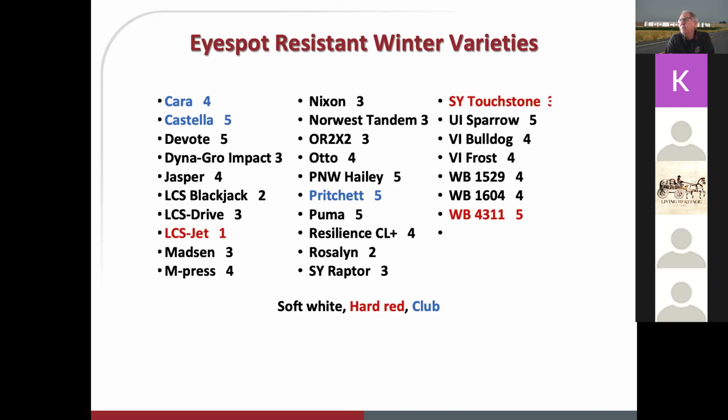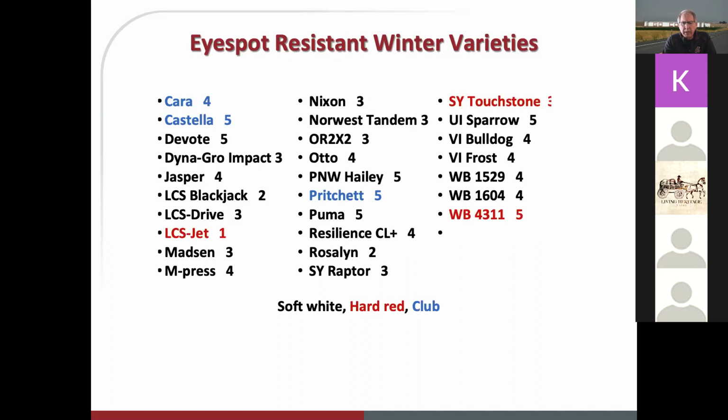I have eyespot resistant varieties here and the ratings from the seed buyer's guide for them. So you can see here that I've listed varieties that are rated 5 and below. Madsen there in the first column on the left is our long-term standard resistant variety. It has a rating of 3. So things that are rated in that area should be pretty good for eyespot. Now for these varieties, it's unlikely that you're gonna need a fungicide application.